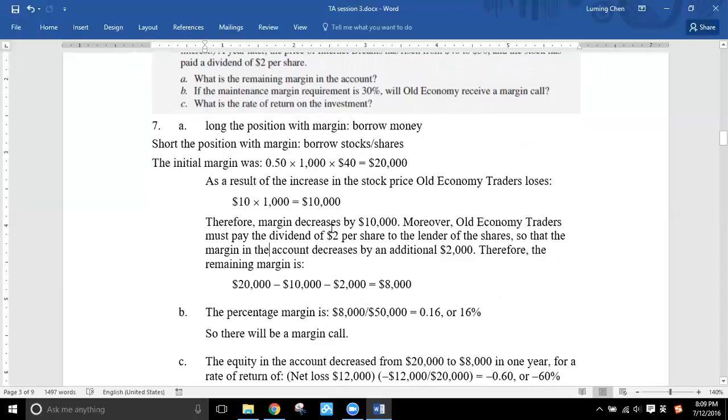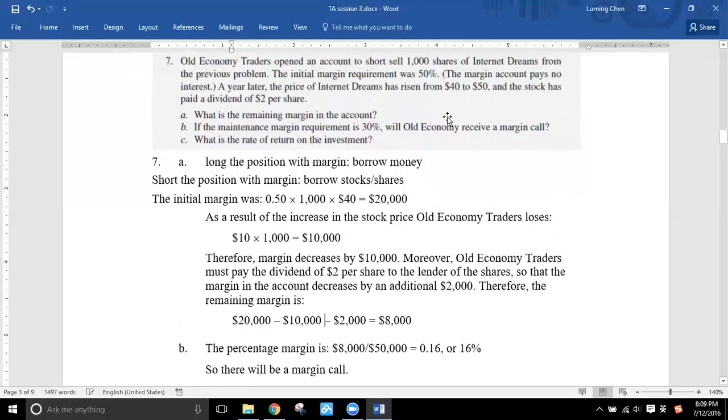Therefore, the remaining margin is your initial margin, the money you put in, minus the $10,000 more you have to put in to buy back your shares and the $2,000 to pay back your broker. So the remaining margin is only $8,000. And now the percentage margin is $8,000 over your total equity.